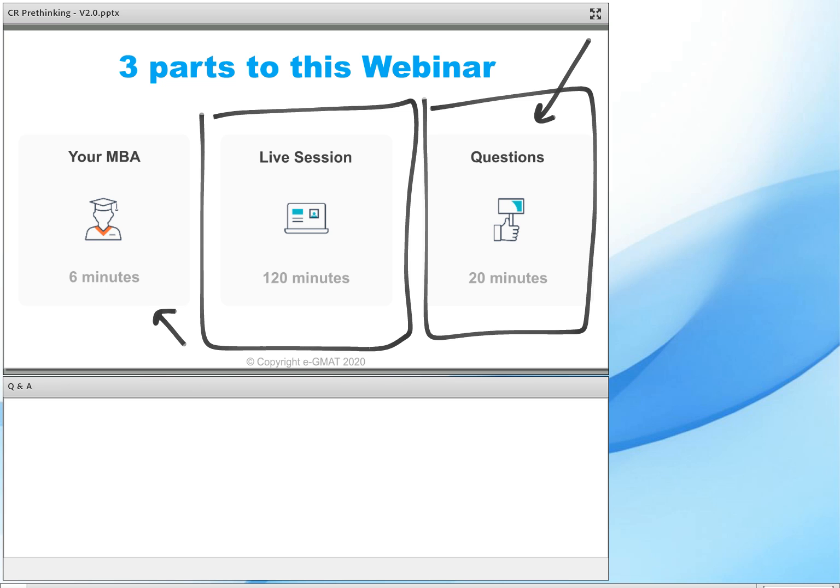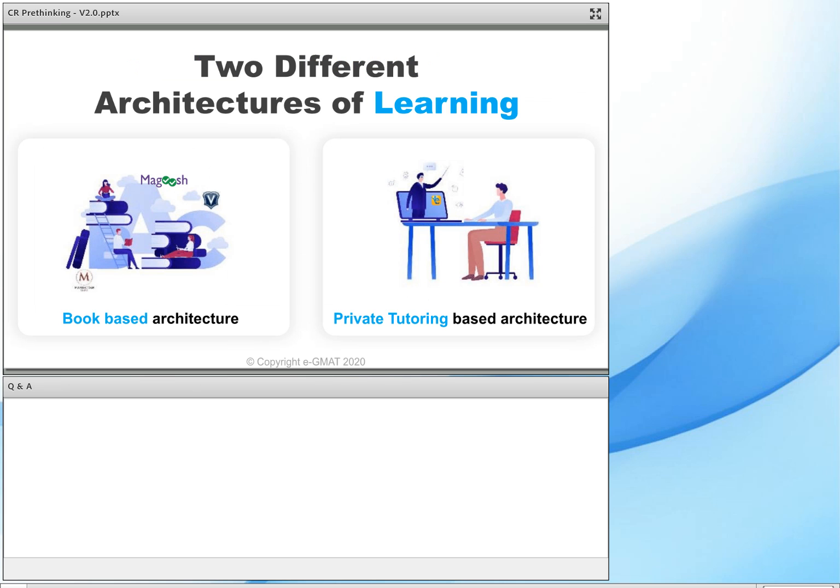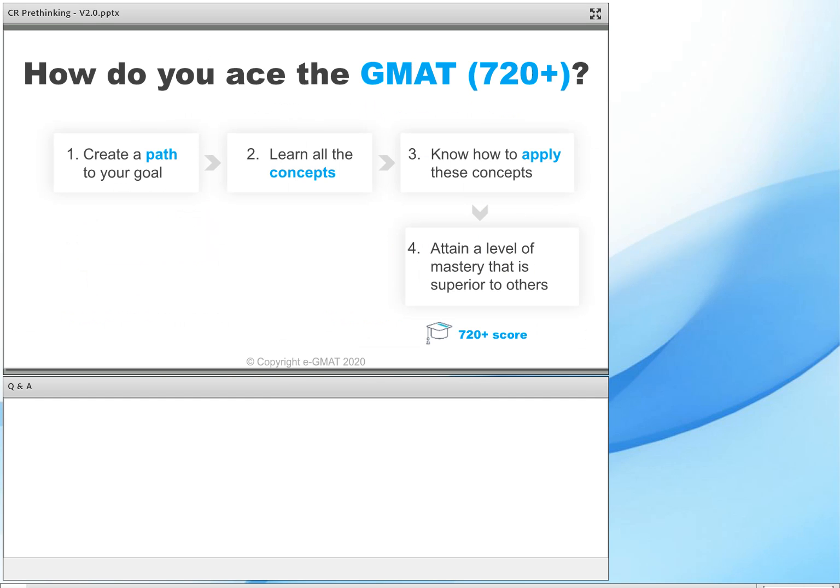But before that, I want to just talk briefly about your MBA, and just about how do you get to that 730, 750, 760, 770 score. If you're aiming for that high GMAT score, and if you want to get there efficiently, when I say efficiently, in the next 2 months, in the next 3 months or so, you've got to personalize your learning. And the best way to do that is to really understand what your strengths are, what your weaknesses are, and study as if you're working with a private tutor, which is kind of what we strive to do with our learning architecture over here.